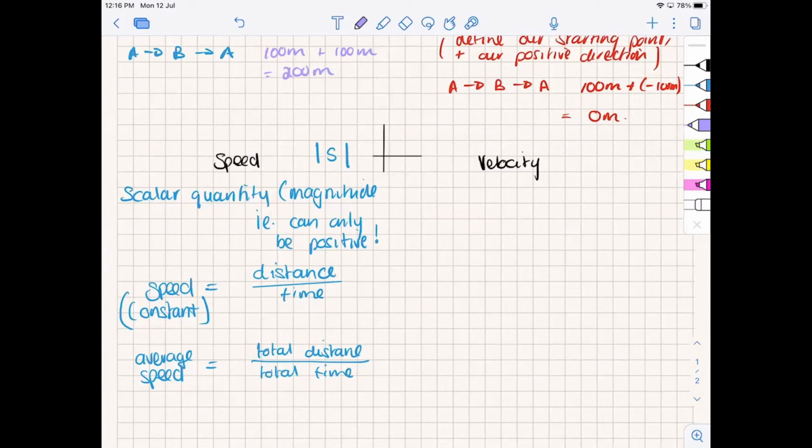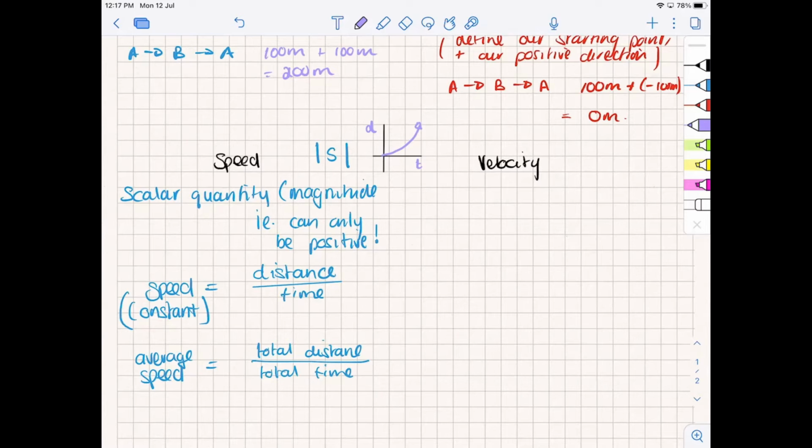Right, this is a distance-time graph. If that graph looked something like this, would you say, Zara, that that is a constant velocity? No, because we can see the gradient is changing all the time, okay?